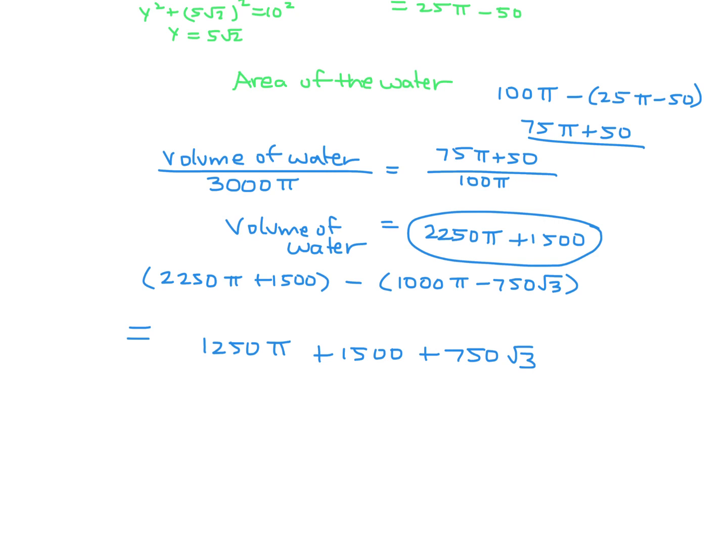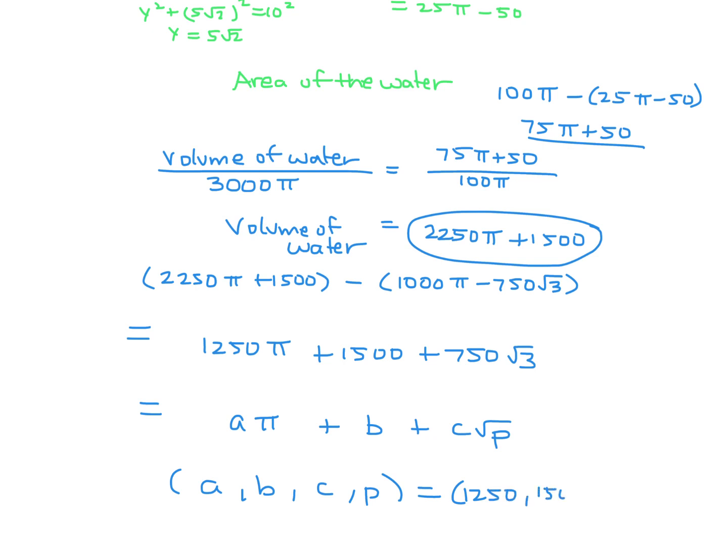So this is how much volume of water is added, and they are saying that this is of the form A pi plus B plus C root P. So my A, B, C, and P look to me like the A is 1250, the B is 1500, the C is 750, and the P is 3. And that completes number 10.